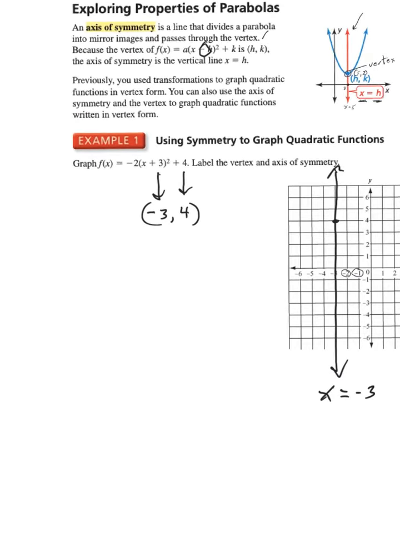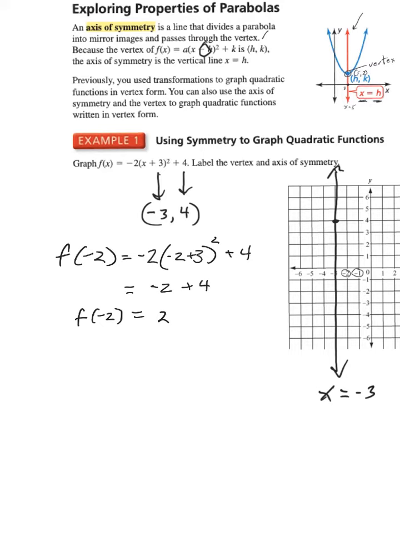So I'm going to say f of -2 is equal to -2 times (-2 plus 3) squared plus 4. This is equal to -2 times... -2 plus 3 is 1. 1 squared is just 1. So almost there, and finally we get f of -2 is equal to 2. So that's a point. Remember that when we use function notation, that's the x value, that's the y value. So we can graph that immediately. It's going to be -2, up 2.